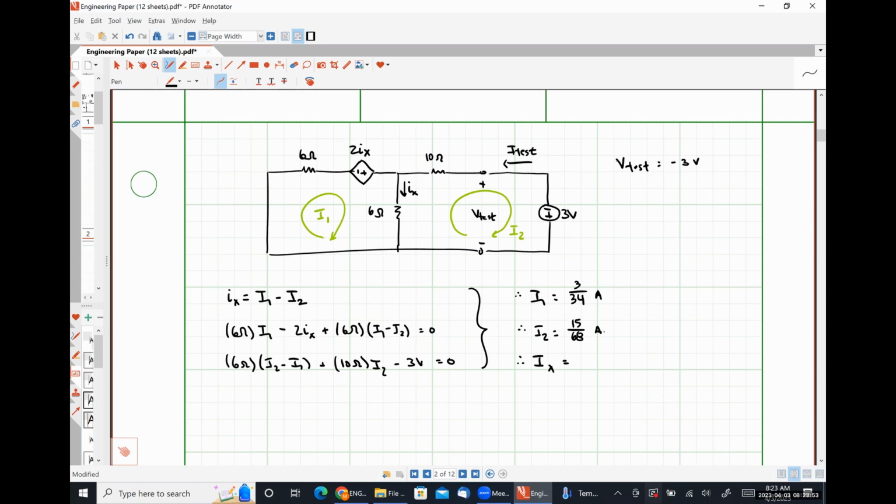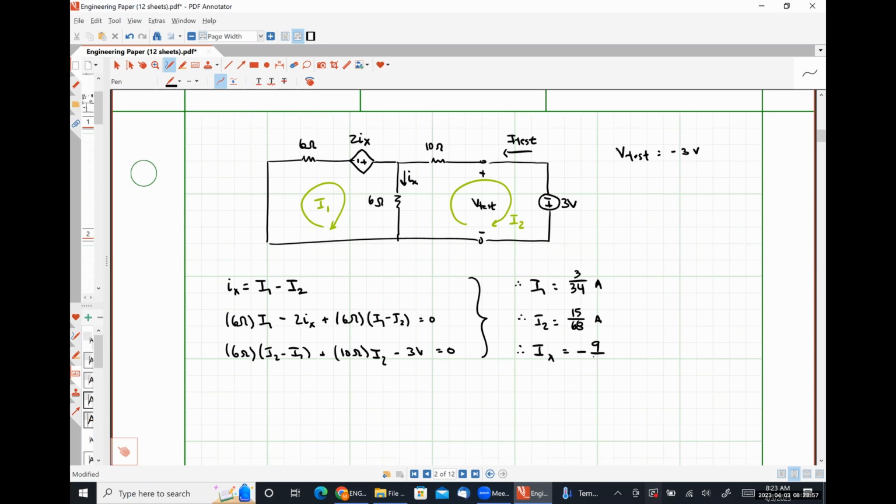(15/68) of an amp. And (-9/68) of an amp. By inspection here, we can see that I test is simply negative I2, so that's negative 15 over 68 amps.